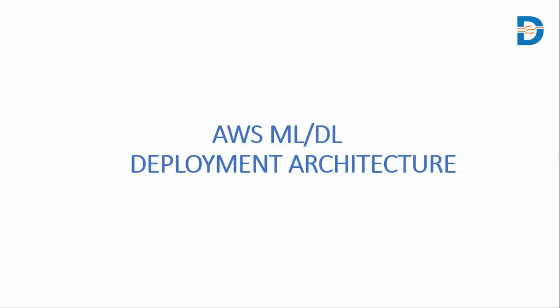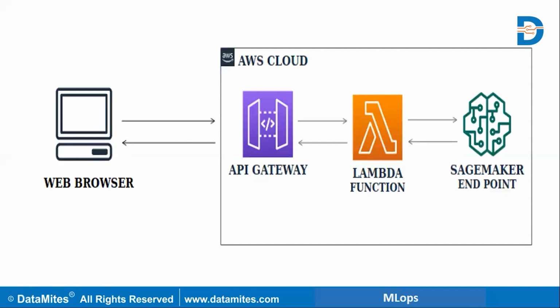In this video, we are going to see the AWS machine learning and deep learning deployment architecture. So here we have a web browser, then API Gateway, Lambda function, and SageMaker endpoint. These are the tools we are going to use for the deployment purpose, and everything will be interconnected.